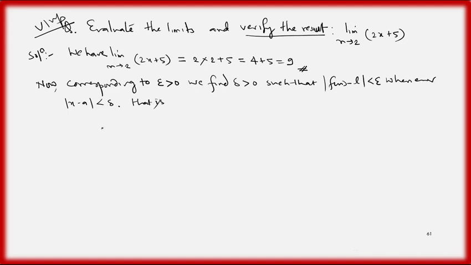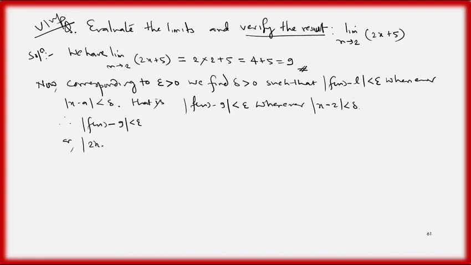That is, mod of f of x minus 9 is less than epsilon whenever mod of x minus 2 is less than delta. Therefore, mod of f of x minus 9 is less than epsilon, or what is f of x? 2x plus 5. Mod of 2x plus 5 minus 9 is less than epsilon, or mod of 2x minus 4 is less than epsilon, or 2 times mod of x minus 2 is less than epsilon, or mod of x minus 2 is less than epsilon by 2.